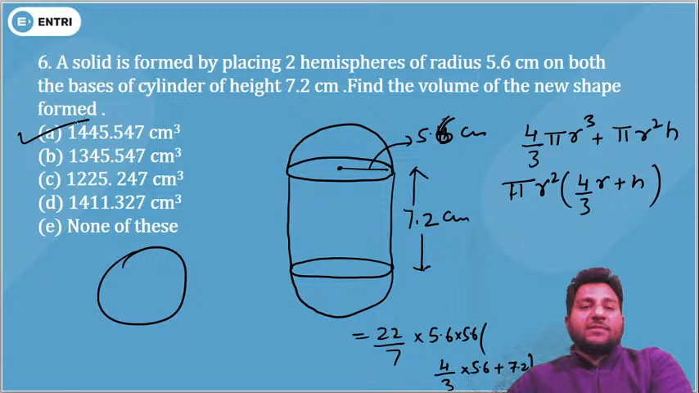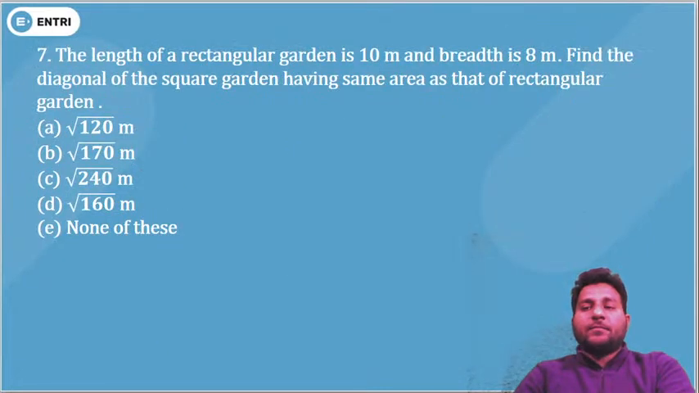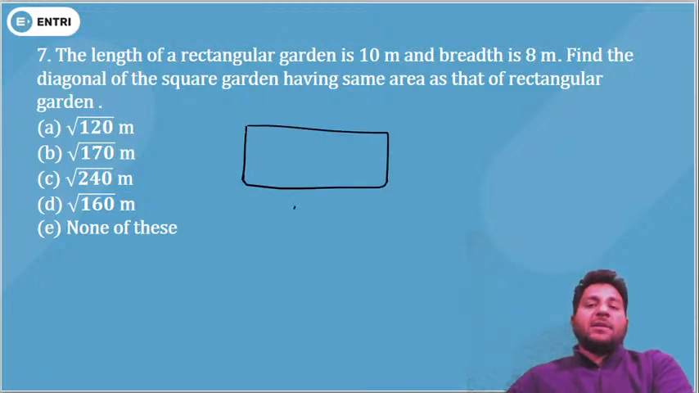Guys, check your answer. Option A will be the correct one. Okay, let's move on. The next question says that the length of a rectangular garden is 10 meters and its breadth is 8. Find the diagonal of the square garden having the same area as that of the rectangular garden.